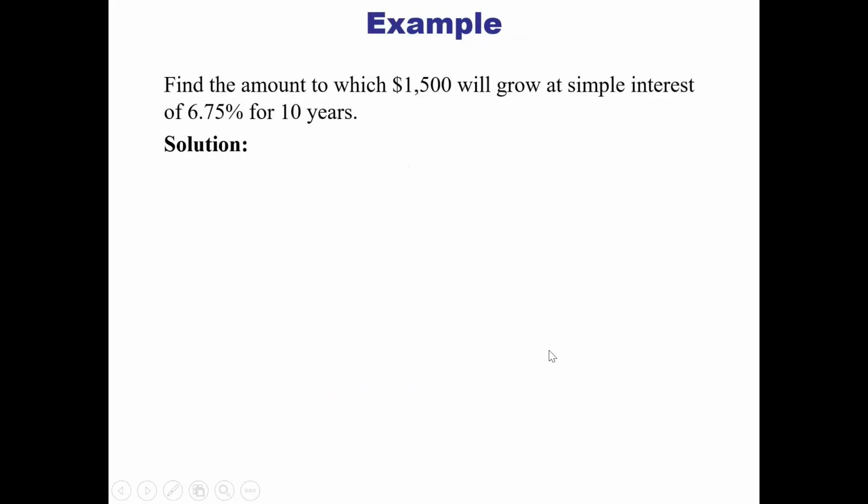Okay. All right. So find the amount to which $1,500 will grow at simple interest of 6.75% for 10 years. So simple interest, that one's just going to be A is equal to P times (1 plus rt). Well, A is equal to what? Well, principal, 1,500 times (1 plus r, 0.0675 times t, which is 10). And then we just have to multiply that out and add it together.